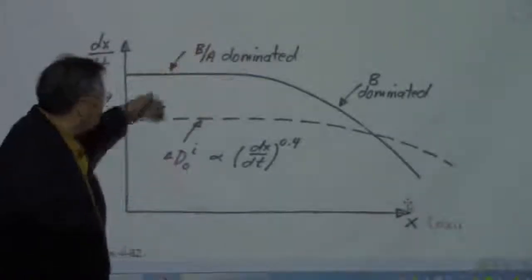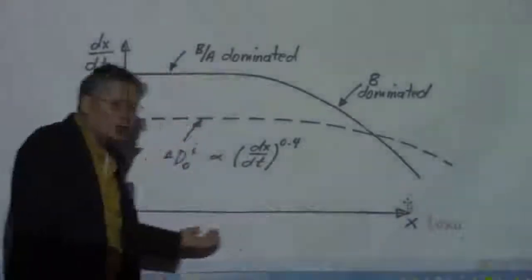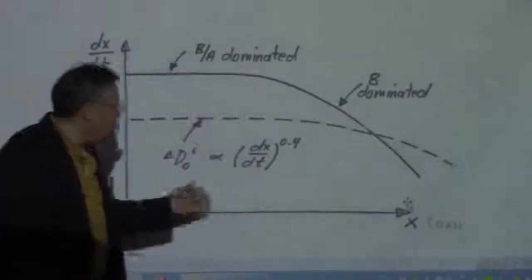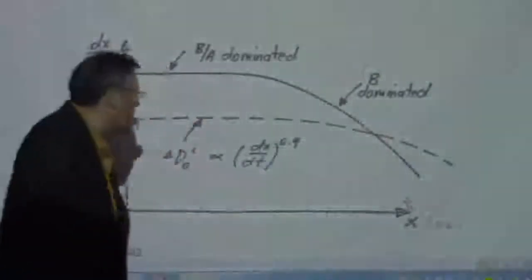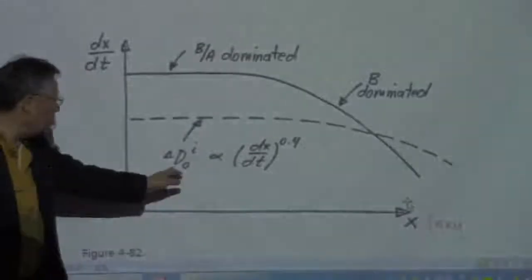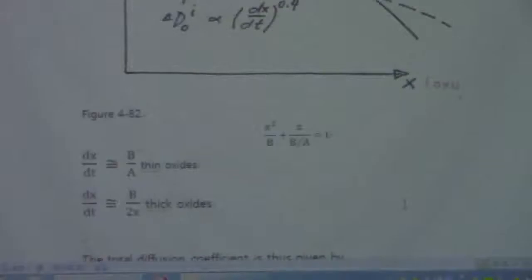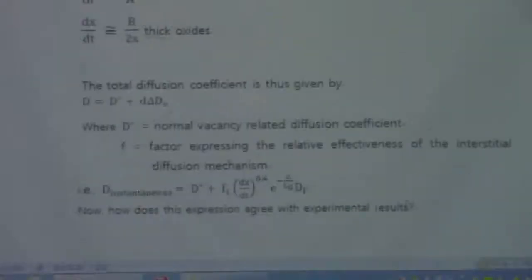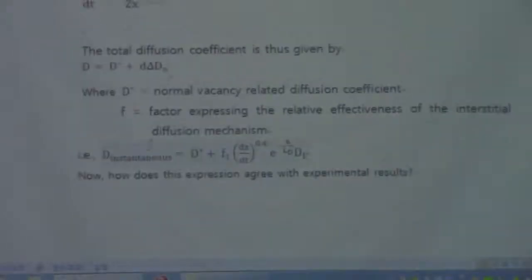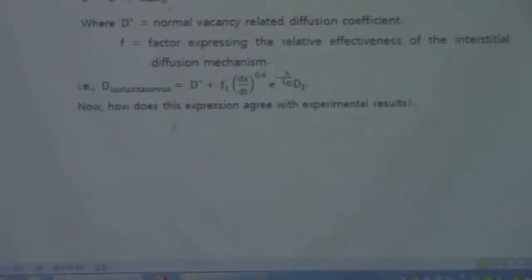then we have the B over A dominated region in the initial stage of the oxidation, right? And then later the probability rate dominated the case. We have 0.4 power relations of the diffusion enhancement data there. And the total diffusion coefficient is thus given by this, and we have the instantaneous diffusion coefficient, which is related with this, okay?